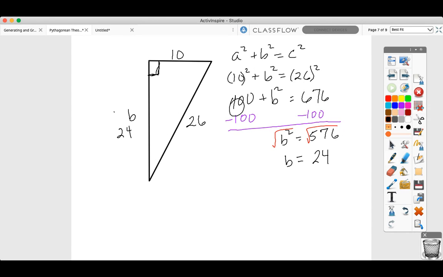Okay, so now we know how to get a hypotenuse if we know the lengths of the two legs. We know how to calculate a leg if we know the other leg and the hypotenuse. There's going to be one more thing, so one more short video.